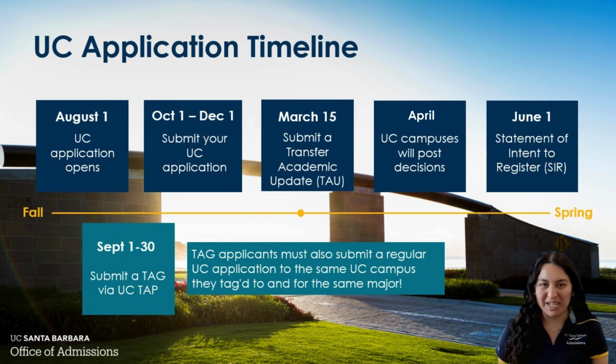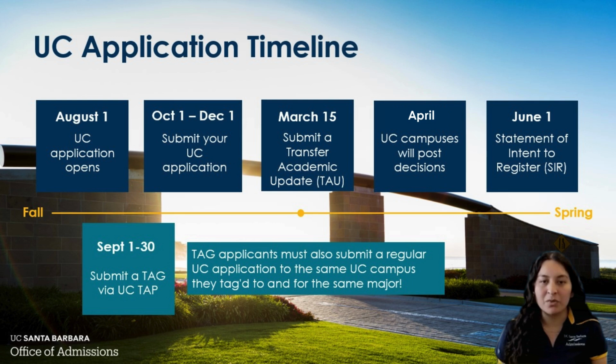The transfer application process begins about a year in advance of taking your first class at UCSB. The online UC application is available for students to fill out beginning August 1st. The Transfer Admission Guarantee filing period will be from September 1st until September 30th. Remember, you will also need to submit a regular UC application. For this application cycle, you will be able to do so between October 1st and December 1st, 2025.